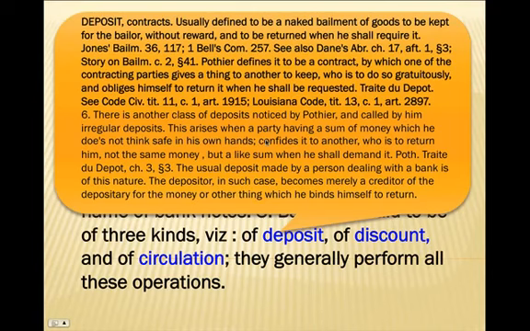Pothier defines it to be a contract by which one of the contracting parties gives a thing to another to keep, who is to do so gratuitously and obliges himself to return it when he shall be requested. There is another class of deposits noticed by Pothier and called by him irregular deposits. This arises when a party having a sum of money which he does not think safe in his own hands confides it to another who is to return him not the same money but a like sum when he shall demand it. The usual deposit made by a person dealing with a bank is of this nature. The depositor in such case becomes merely a creditor of the depository for the money or other thing which he binds himself to return. Now you need to read that carefully because there's a lot in that.